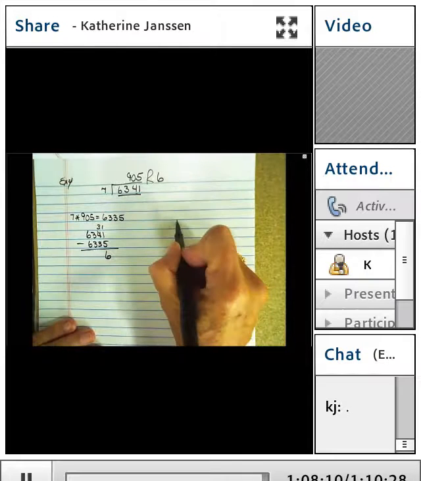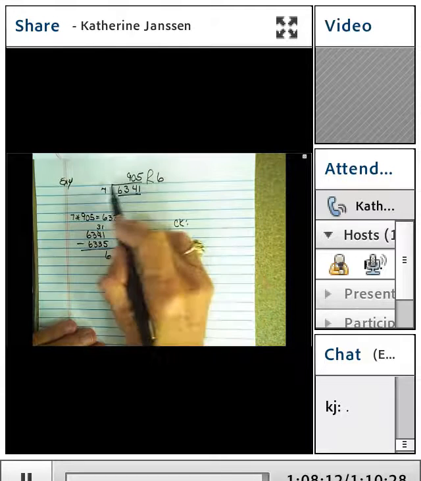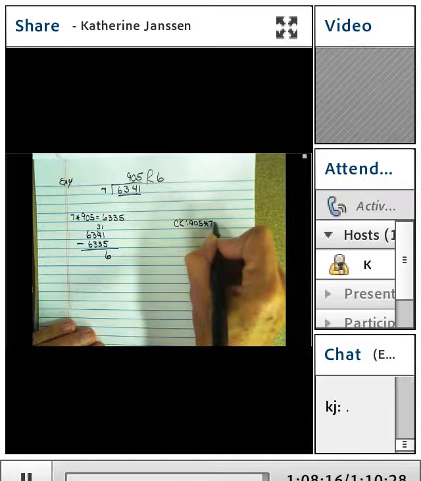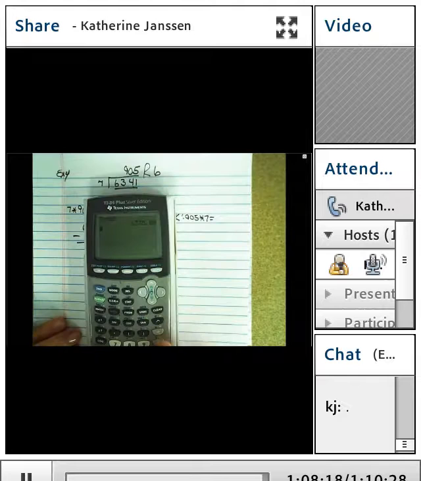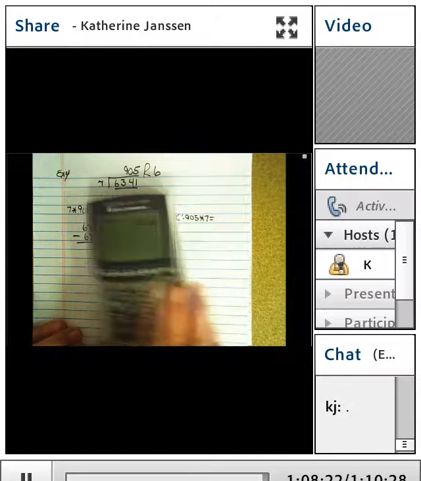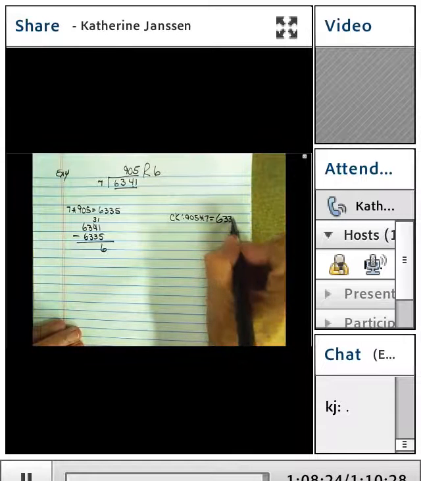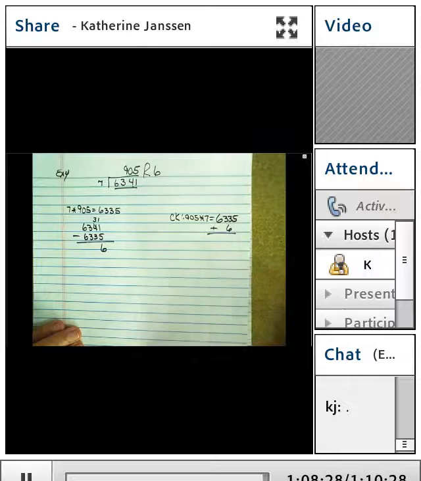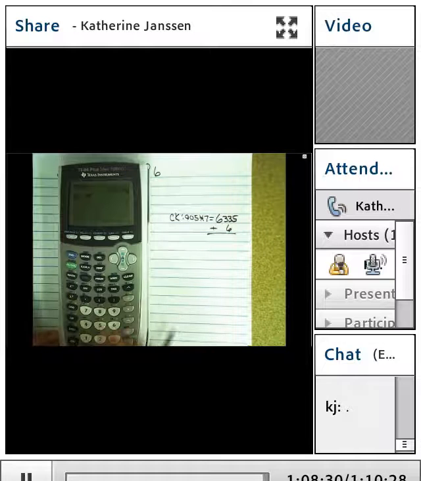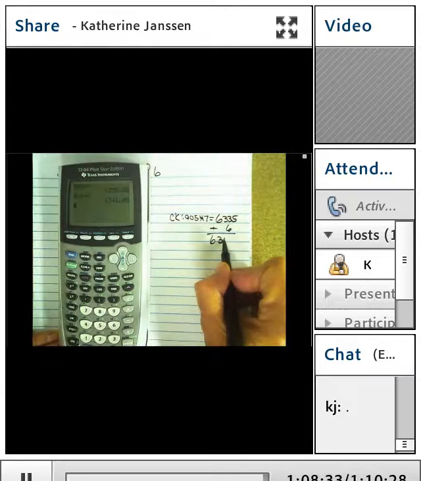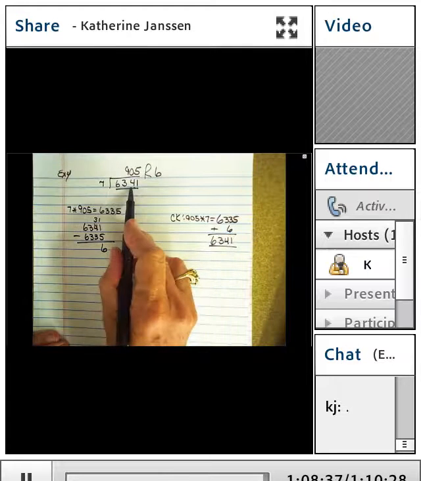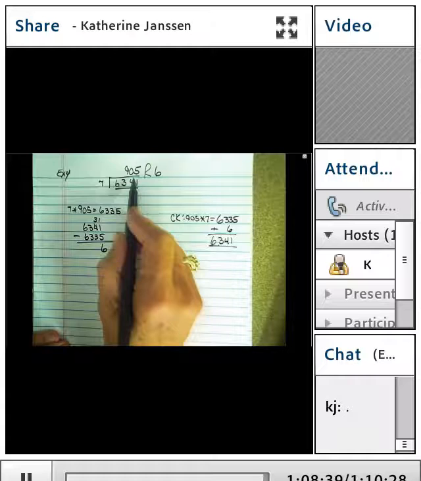And I can check. I have 905 times 7. 905 times 7 is 6,335. But I have a remainder, so I need to add that. Plus 6, and I get 6,341. And sure enough, that is my dividend, so I can circle my answer.